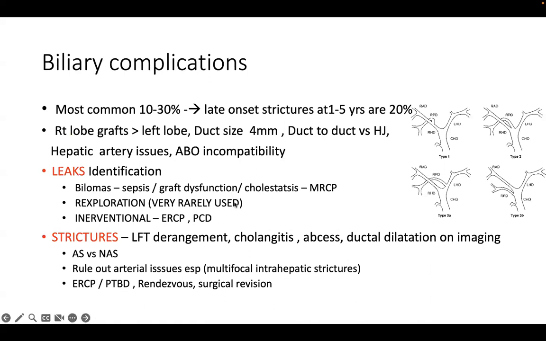The incidence is probably more in the Indian scenario, where we don't have a cadaveric option. In the West, when they have a lot of cadavers available, a type 1 or a type 2, they would accept, but a type 3A, especially when there's a big gap between the right anterior and the right posterior, or a type 3B, they would reject as a donor.